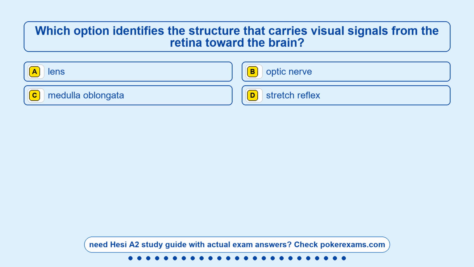Question 17. Which option identifies the structure that carries visual signals from the retina toward the brain? Option A, lens. Option B, optic nerve. Option C, medulla oblongata.